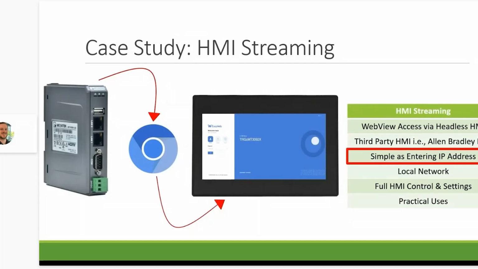As I mentioned, with web HMI streaming on an HMI, the setup is as simple as entering in an IP address on the web HMI in the URL setup. Of course, the main HMI and web HMI must be on the same local network so that they can communicate with each other and so the web HMI can broadcast the project from the main HMI.